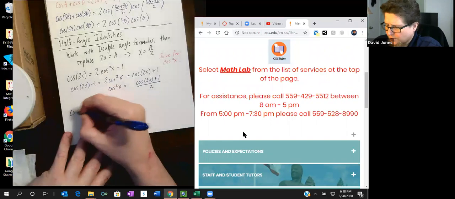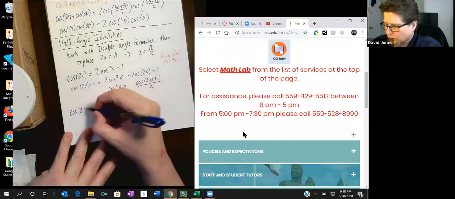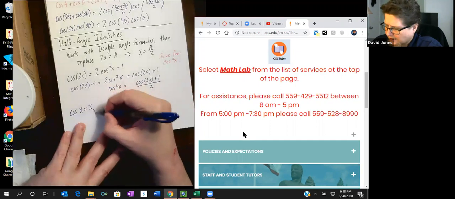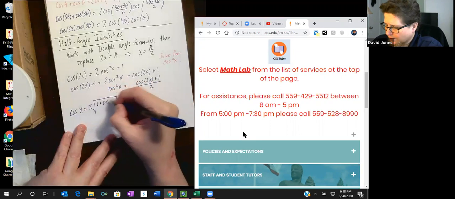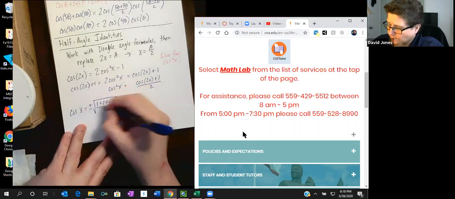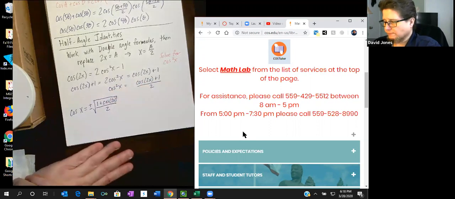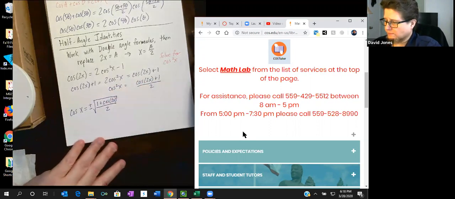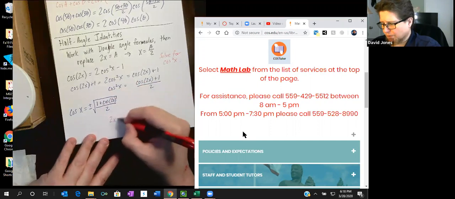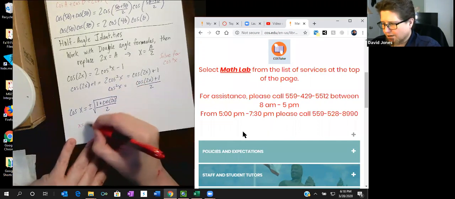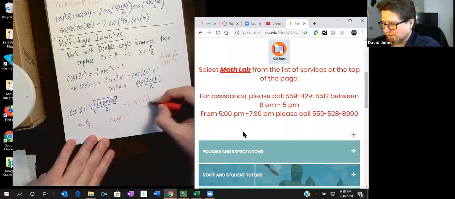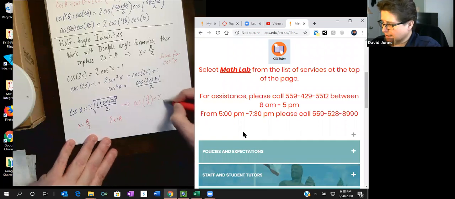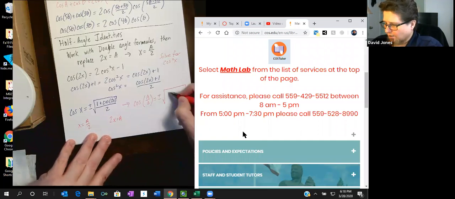And I take the square root and I get cosine x equals plus or minus. Oftentimes we put the 1 in front just to make it clear it's not part of the cosine. And now 2x equals a, and x equals a over 2. Cosine of a over 2 equals plus or minus the square root of 1 plus cosine a over 2.